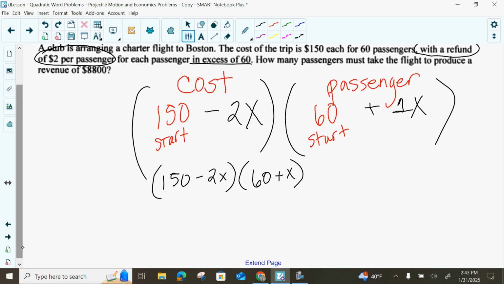So now I got to decide what I'm going to do with that. So I'm going to read the rest of it. How many passengers must take the flight to produce a revenue of 8,800? Well, isn't the revenue going to be when I multiply these two together, right? And it's going to equal 8,800. Sometimes it might ask me to get the maximum. So I would have to get maximum for this.